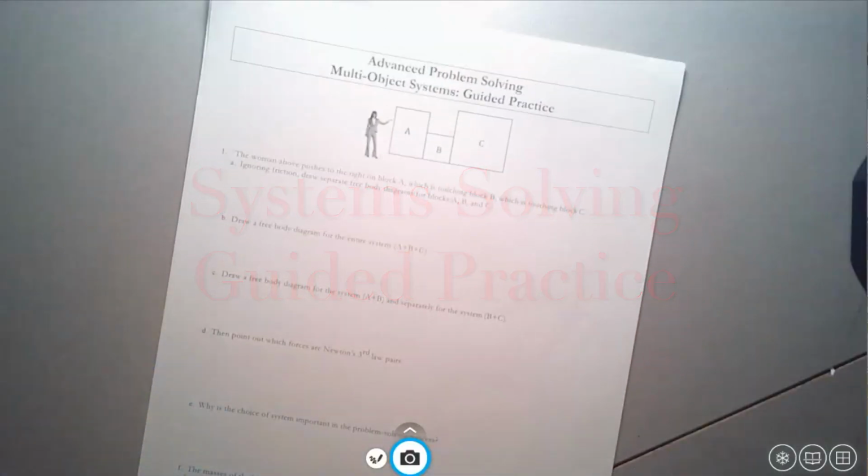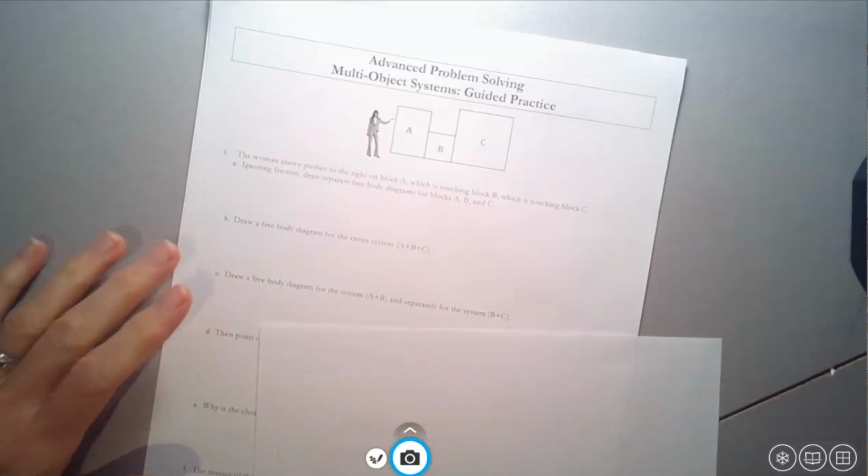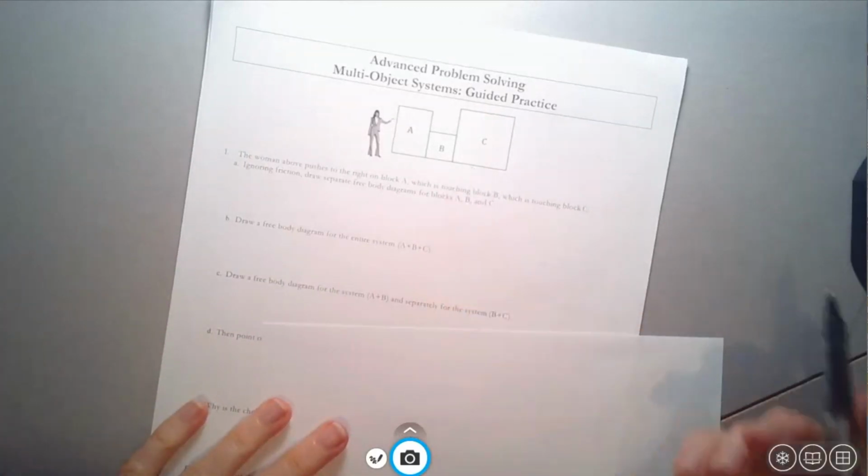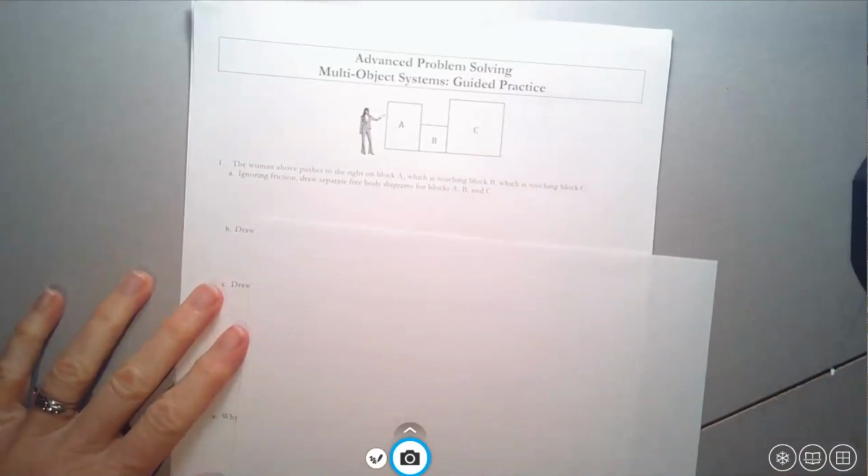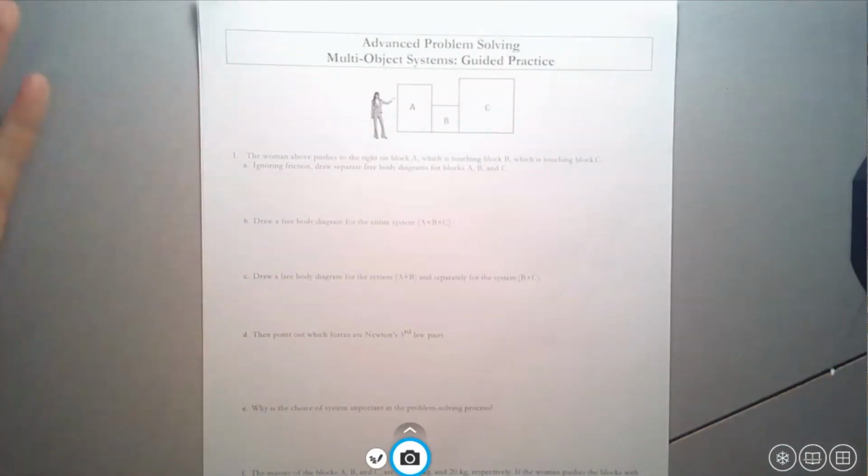About multi-object systems, there's an extremely useful way to analyze problems that have more than one body. The limitation is that they have to have the same acceleration, so they have to be connected in some way that they accelerate at the same rate. So let's go through this. There are two problems in this set.